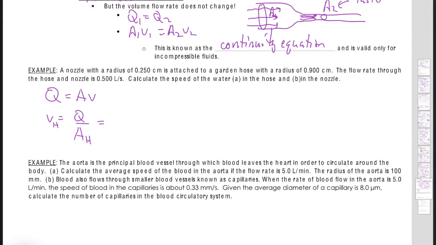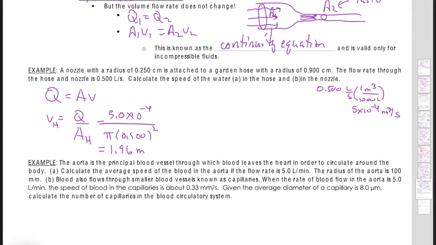Now, one thing I have to do is convert my flow rate from liters to cubic meters. It's 0.500 liters per second. We know in 1 cubic meter there are 1,000 liters, so that means there's 5 times 10 to the negative 4th cubic meters per second. So it's 5.0 times 10 to the negative 4th divided by pi times 0.900 squared, and it tells me I have a speed of 1.96 meters per second.